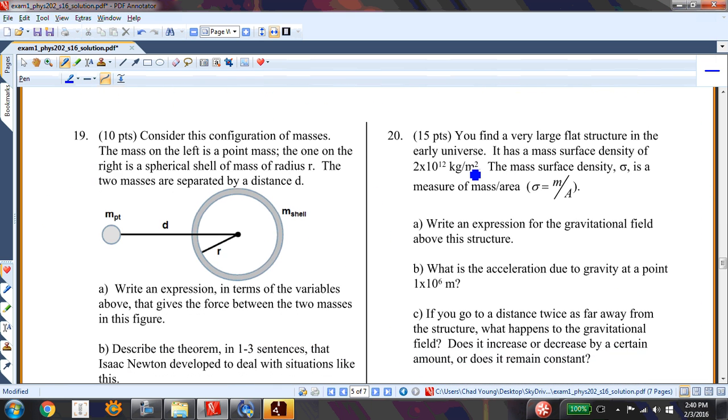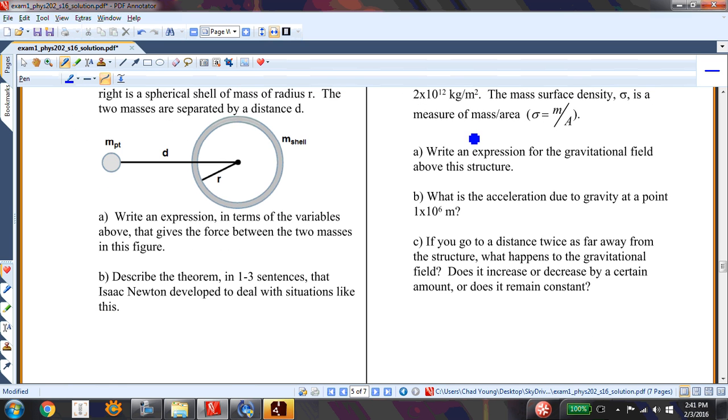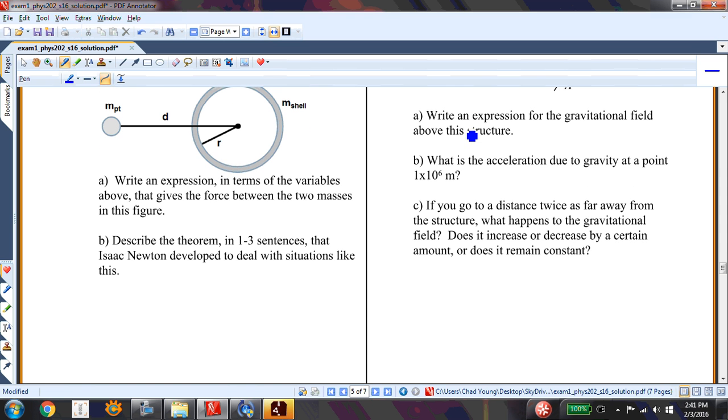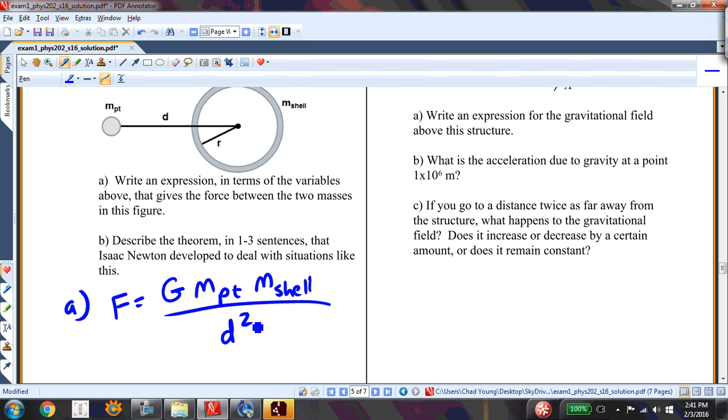Consider this configuration of masses. The mass on the left is a point mass. The one on the right is a spherical shell of mass of radius r. The two masses are separated by a distance d. At first I want to write an expression in terms of the variables above that gives the force between the two masses in this figure. So for part A, this is supposed to be really easy: the force between them is equal to G times the mass of the point mass times the mass of the shell divided by the distance between them squared.